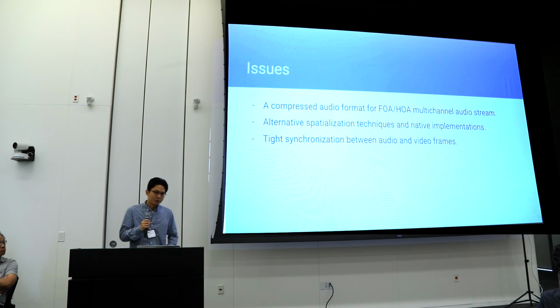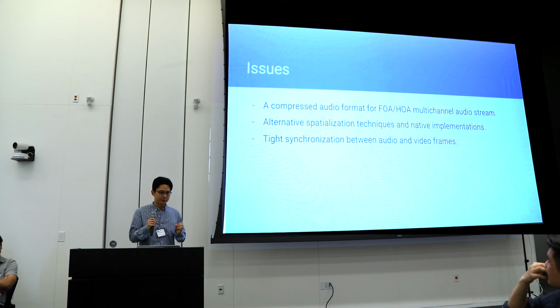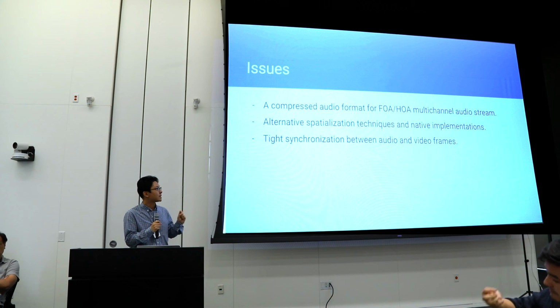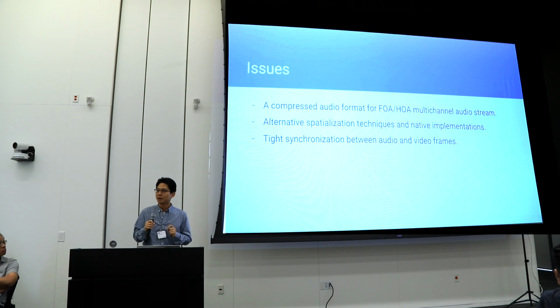But what I actually want to talk about is the issues and experiences that I learned from this project. This is something we're missing in our spec or in our web environment. The first one was a compressed audio format for FOA, HOA, and multi-channel audio streams. I think Opus actually tackled this issue, and we recently landed ambisonic compression with the Opus codec, thanks to Jamieson's team.